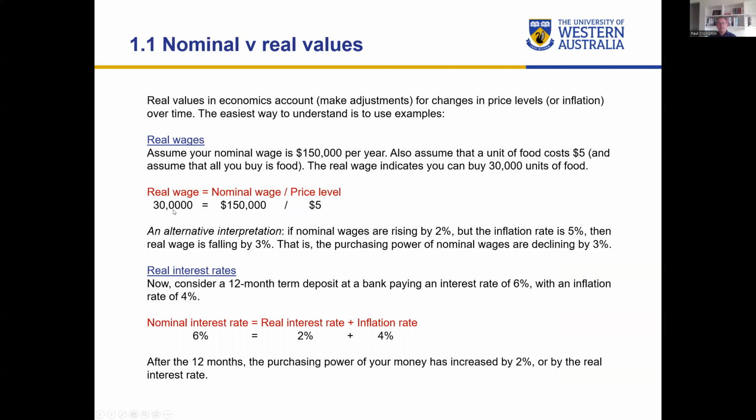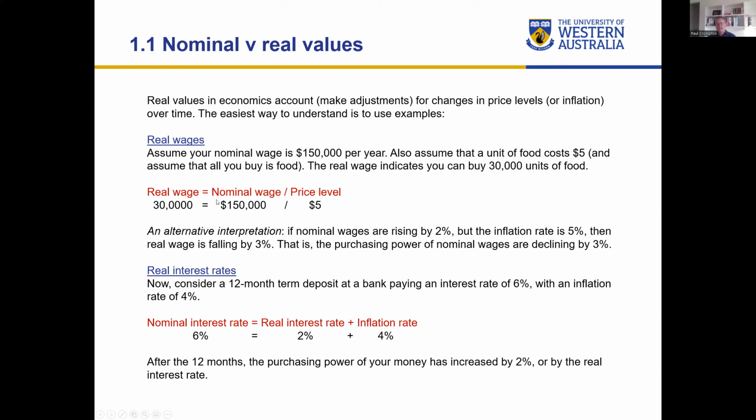The next example is real versus nominal wages. So I've got this equation here. Now, let's start with the nominal wage, because when most people talk about wages, what they actually mean is the nominal wage. So let's just assume that you graduate a couple of years from now, and maybe not your first salary, but eventually you end up with a salary of $150,000 a year. And let's assume that all you can buy is food, and a unit of food is $5. So I've got a price level there of $5.